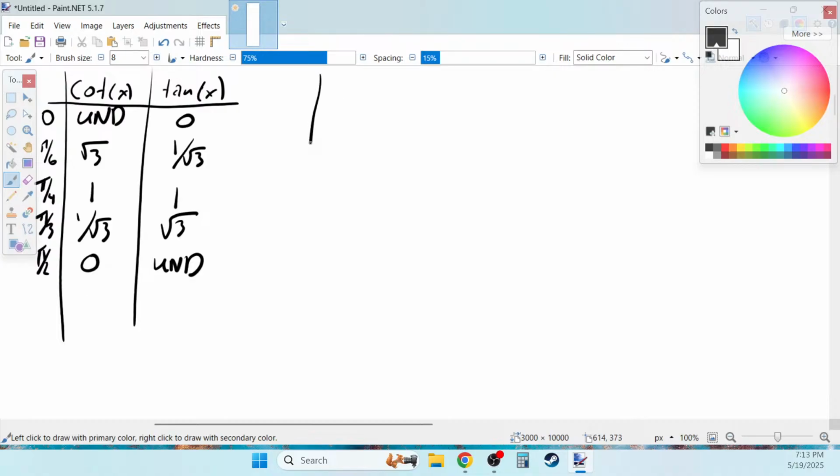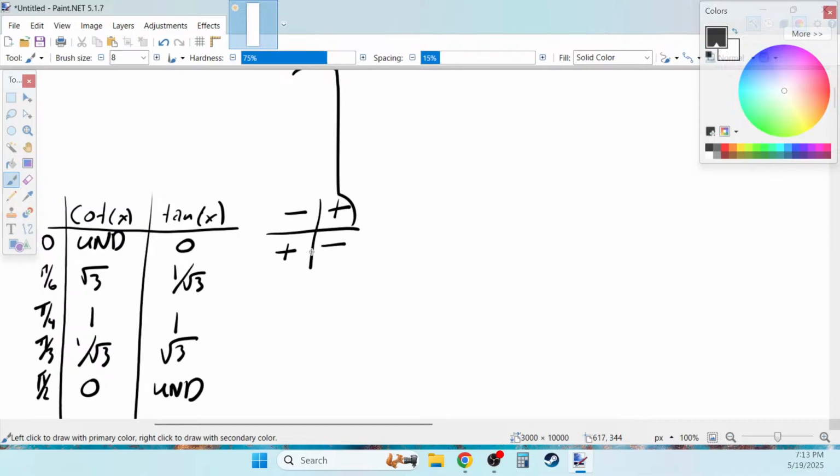We also know that tangent and cotangent are positive in quadrants 1 and 3, and negative in quadrants 2 and 4. So as we are rotating around the circle this way, we will start off positive and go negative, then positive, and then negative again.